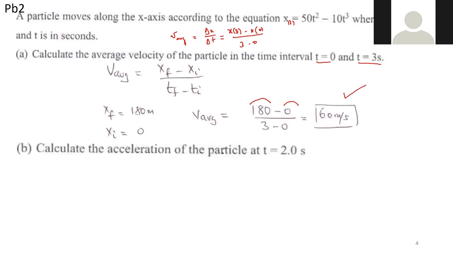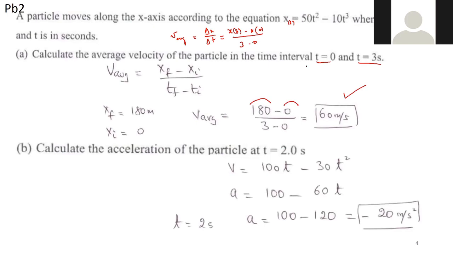Second question, calculate the acceleration of the particle at t equals 2 seconds. I'm asking you acceleration at a certain time, so I need instantaneous acceleration. First, I take the first derivative to get the velocity as a function of time, and I differentiate again to get the acceleration as a function of time. It's a polynomial function. You differentiate and get 100t minus 30t squared. Differentiate again, you get 100 minus 2 multiplied by 30t, and that is my acceleration.